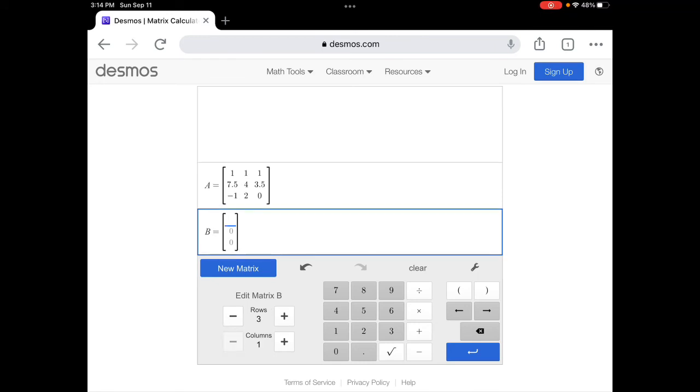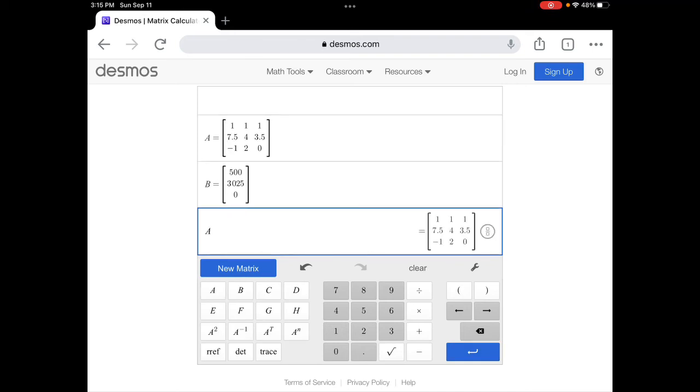And then I believe I need to up this one so that I can fit 500, so that I can fit 3025, and so that I can fit 0. Yep, that's all right. There's going to be a 0 there. Okay, A inverse times B takes the cake. And I've got, I hope, my 3 answers for ticket sales.